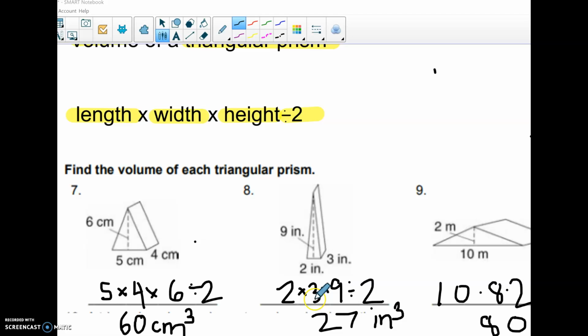All right, here I show my work. You need to show your work too and your homework. I did 2 times 3 times 9. Don't forget to divide by 2 because it's a triangular prism, and I got 27 inches cubed. Then I did 10 times 8 times 2, and then divide by 2, and I got 80. If you got a number bigger than this, like 54 and 160, you forgot to divide by 2. You divide by 2 because it's a triangular prism.